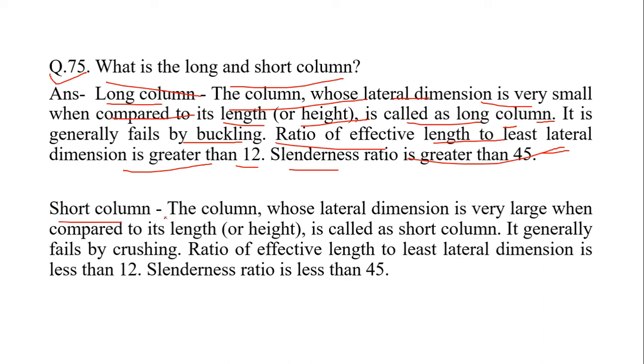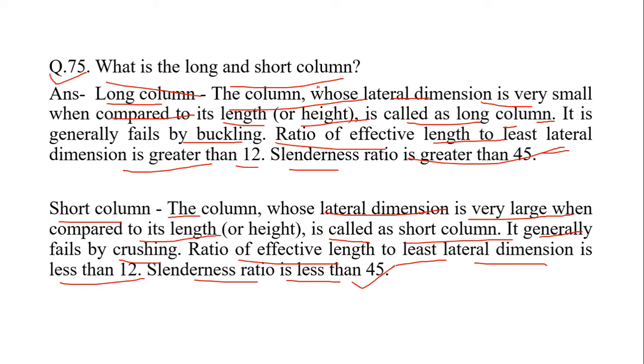A short column is one whose lateral dimension is very large compared to its length or height. It generally fails by crushing. The ratio of effective length to least lateral dimension is less than 12. Slenderness ratio is less than 45.